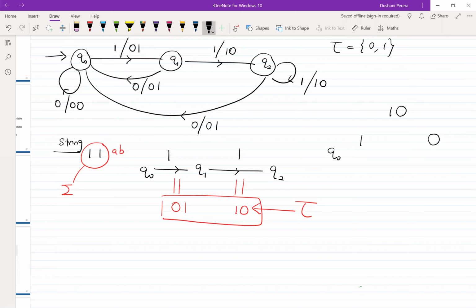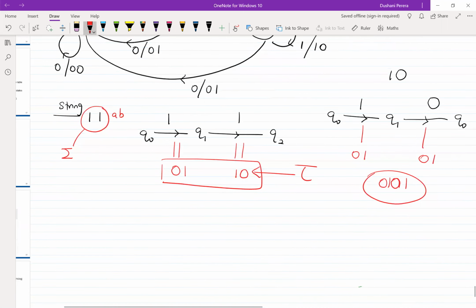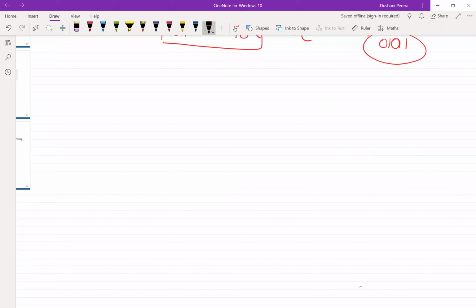From Q naught you go to Q1, then on 0 you come back to Q naught. So here 0, 1 gets printed, again 0, 1 gets printed, so 0, 1, 0, 1 is the output in this case. Okay, so these are two simple examples of a Mealy and a Moore machine.